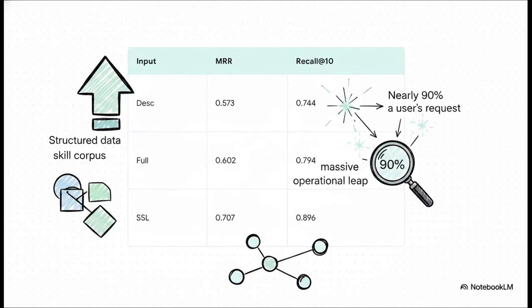These layers translate from academic theory into solving massive real-world headaches. When researchers tested this within the AI-GNA framework on a huge corpus of over 6,000 skills, utilizing a rich SSL-derived description bumped the discovery accuracy, measured in mean reciprocal rank, from a baseline of 0.573 all the way up to 0.707. Recall at 10 also jumped to nearly 90%. That is a massive operational leap in reliably matching a user's request to the correct executable skill.